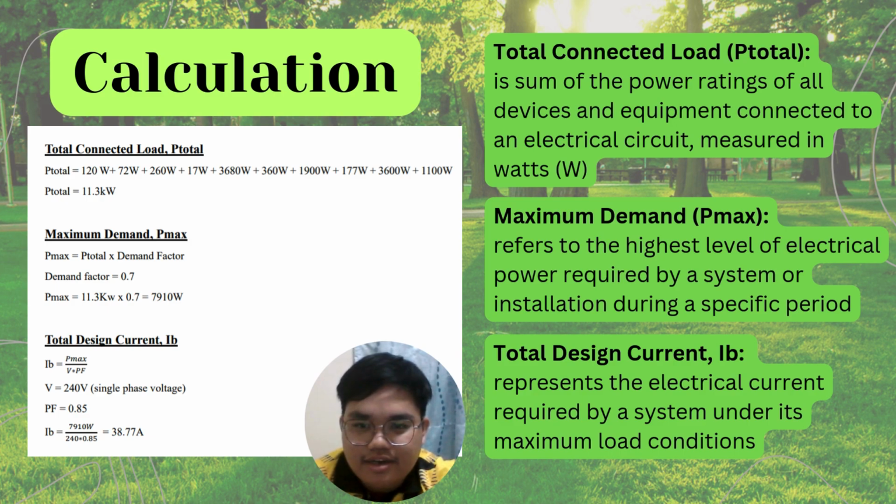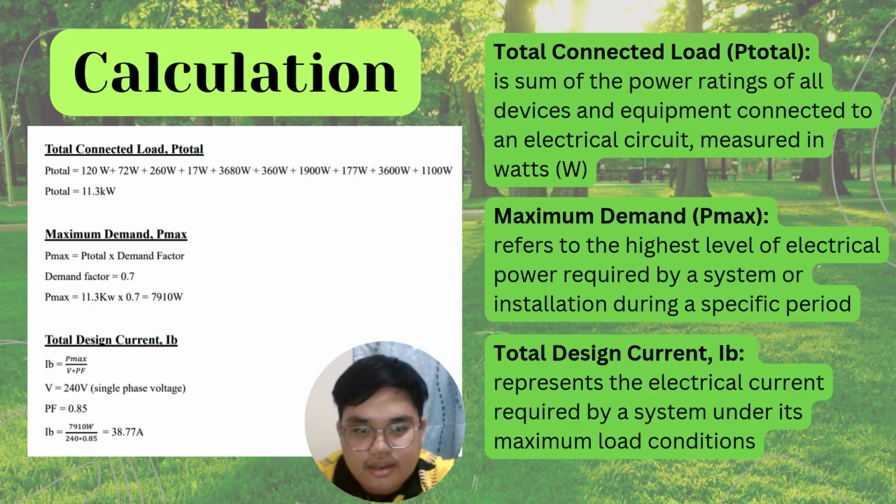So this is the calculation that we get. First we will calculate total connected load. The total connected load is the sum of power rating of all devices connected to the electrical circuit measured in watt. So here we get our total connected load is 11.3 kilowatt.